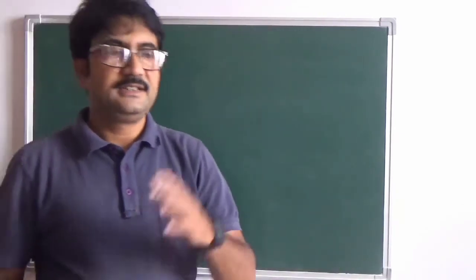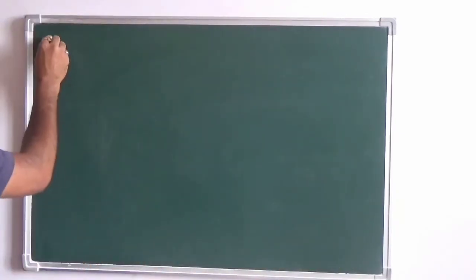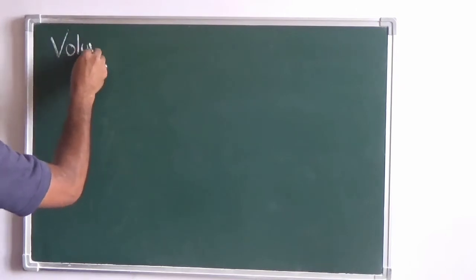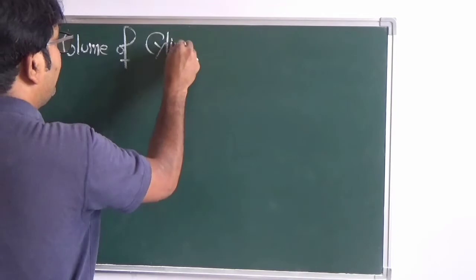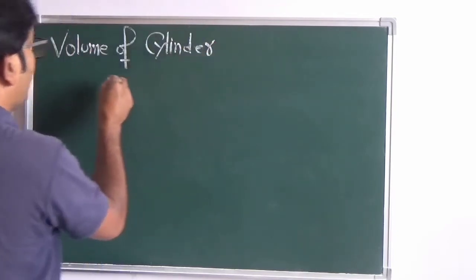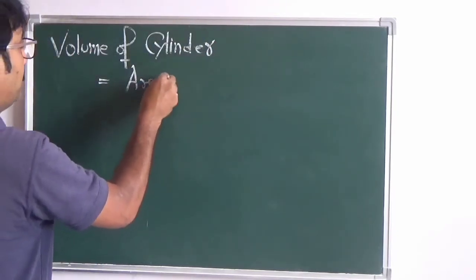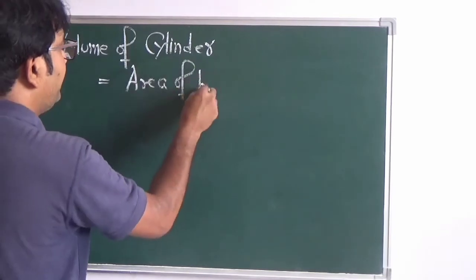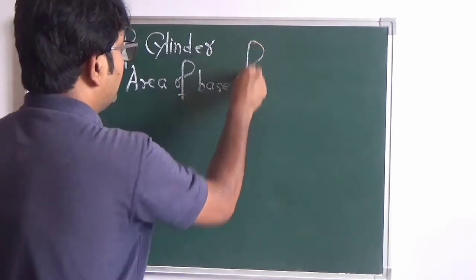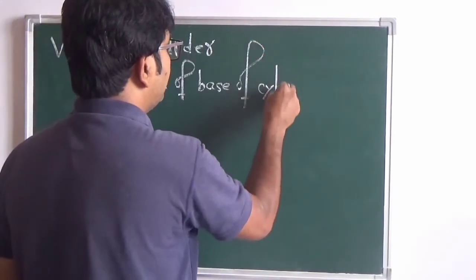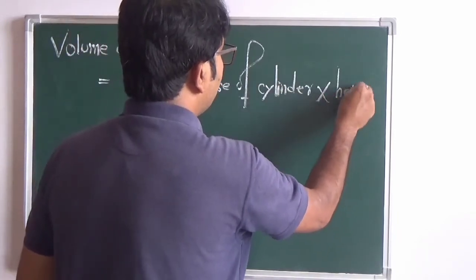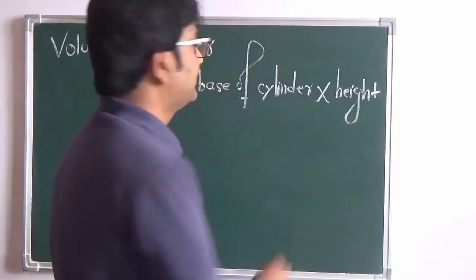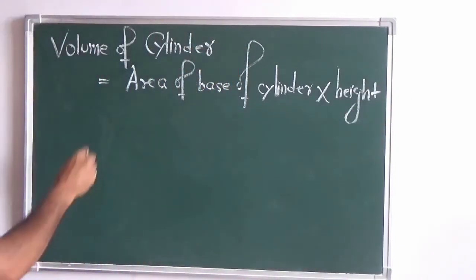So we start with this again. The volume of a cylinder is given by the area of the base of the cylinder multiplied by the height. So this is the formula for the volume.